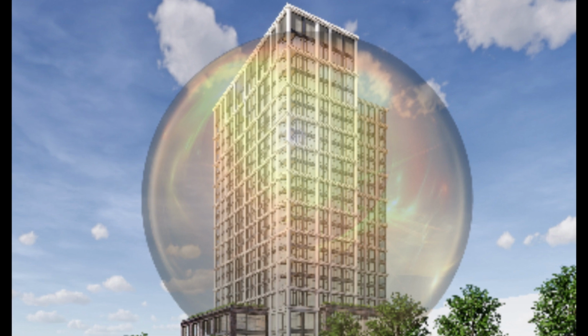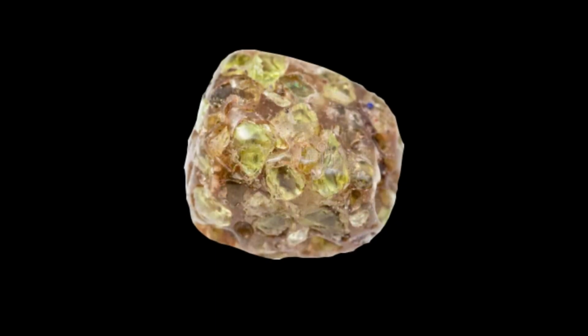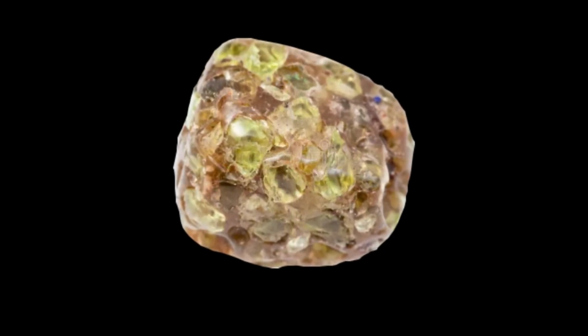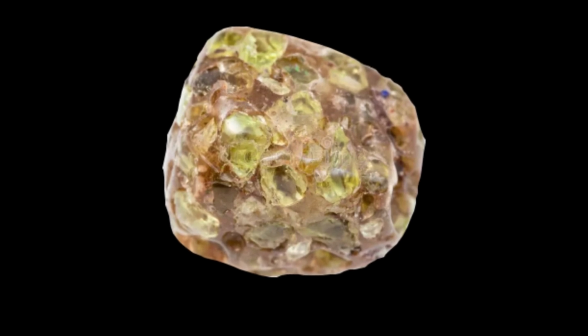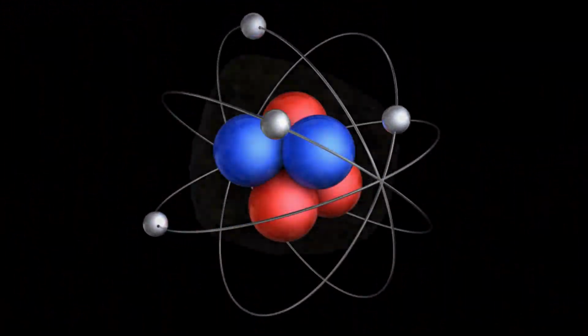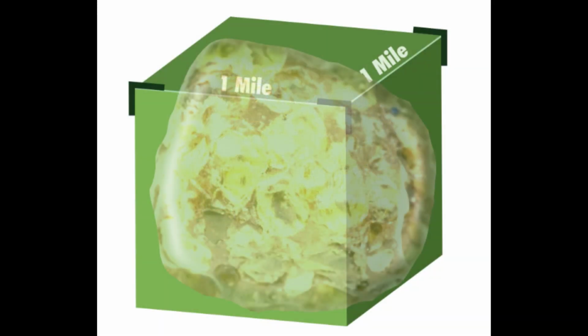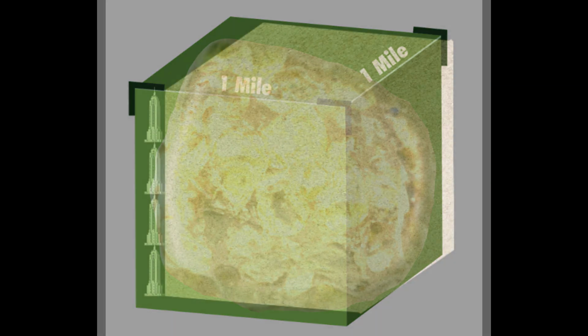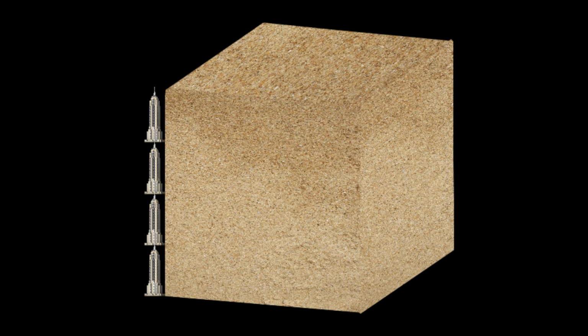Now, let's look at that grain of sand again. There are somewhere around 600 quadrillion atoms in one grain of sand. That's 600 followed by 15 zeros. If an atom were as big as a grain of sand, it would take a cube 1 cubic mile in size to hold 600 quadrillion grain-of-sand-sized atoms. So, with each grain of sand representing an atom, the cube would be more than 4 times as tall as the Empire State Building.